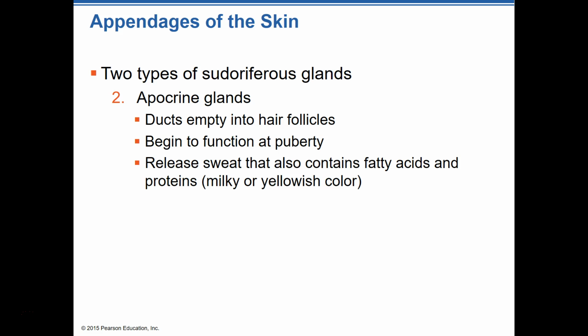And let's see. The apocrine glands are the other type of glands. They empty onto the hair follicles. These begin to function at puberty, which is where we see these start to happen more. They also release sweat that contains fatty acids and proteins, kind of giving it that milky yellowish color. And these are the ones that the bacteria really feed on.